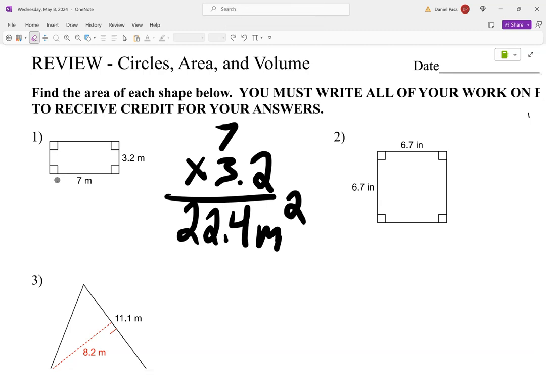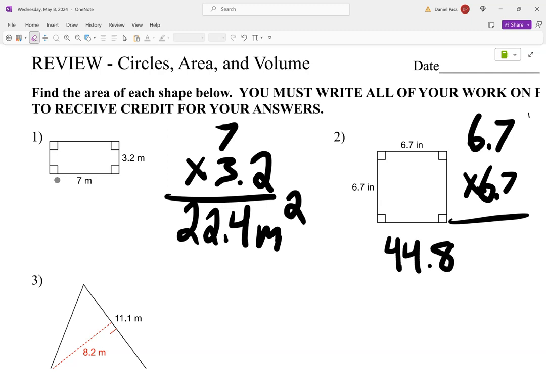Okay, number 2. 6.7 times 6.7. And that makes? 44.89 inches squared. That is correct. Inches squared. Let's give him a hand.